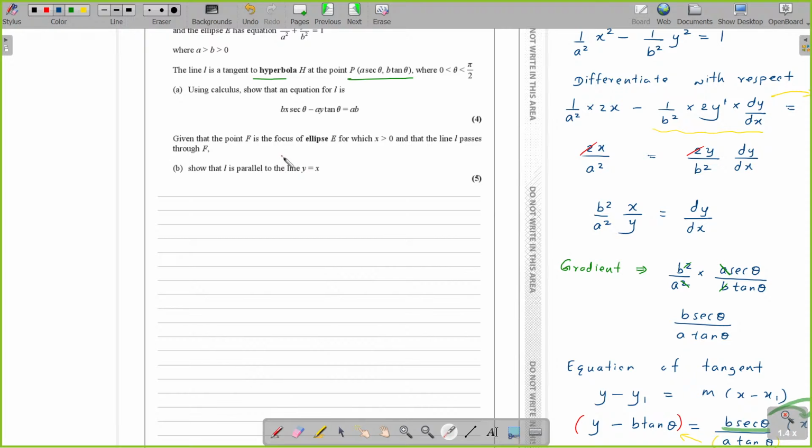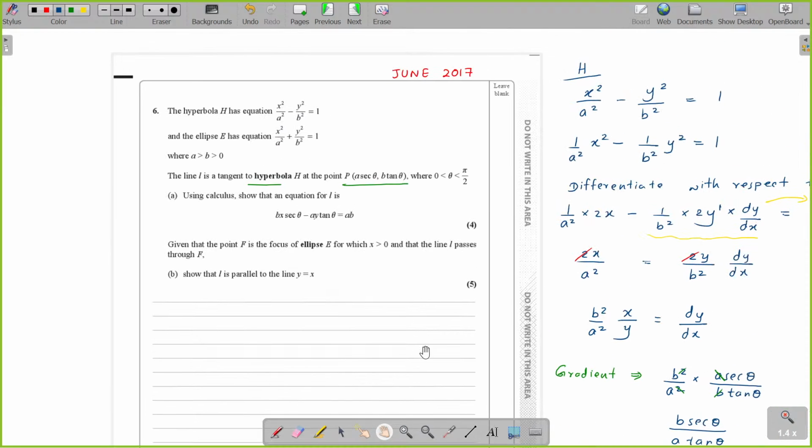Given that the point F is the focus of ellipse E for which x greater than 0, and that the line L, you guys need to now focus on what's going on here. What's happening? The thing is, you have the hyperbola and you have an ellipse. Currently, we found the tangent to the hyperbola, isn't it? We found the tangent to the hyperbola at that particular point.